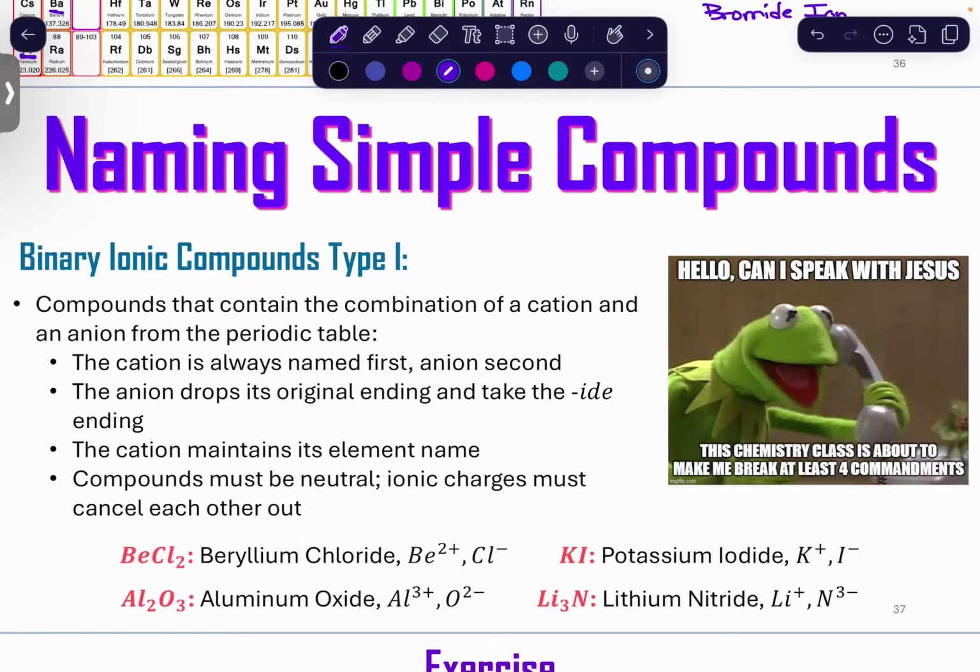All right, now we're going to start talking about how to name compounds. Okay, we'll just take this in sections. So we're just going to start with the binary ionic compounds of type 1. So binary, two atoms turn into their relative ions, come together to form a compound. So two different atoms, two different ions.